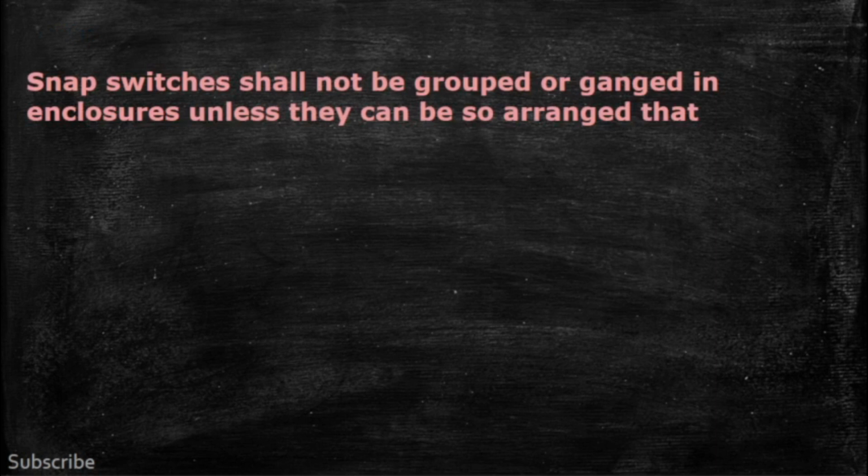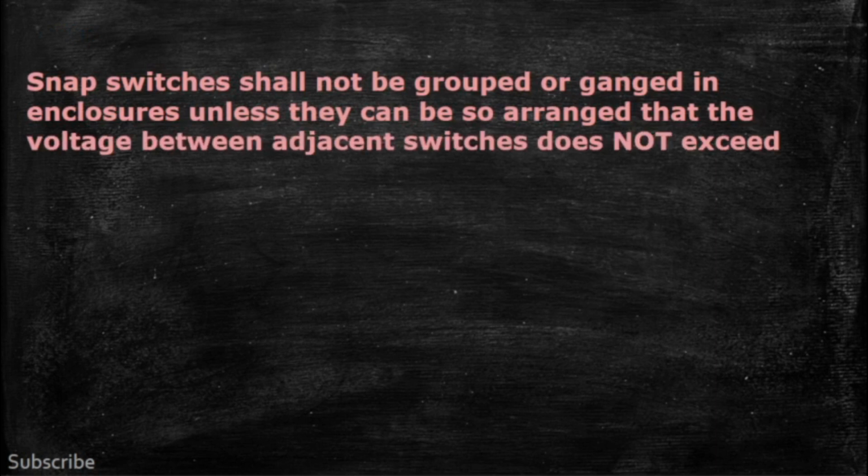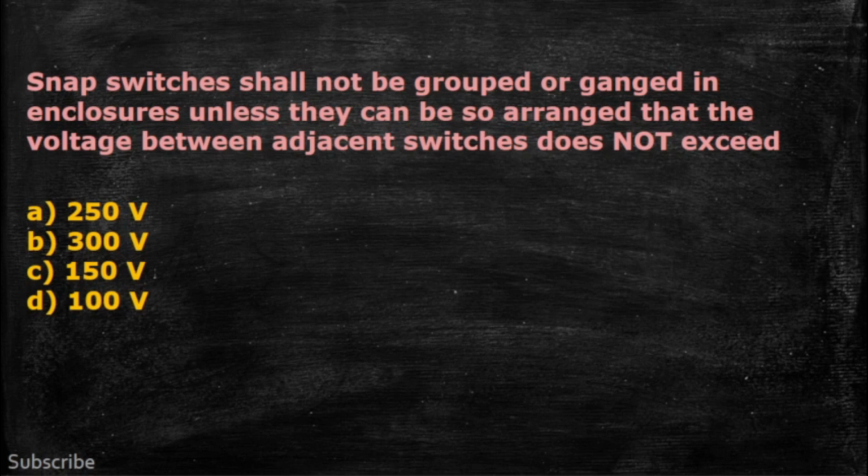Question number 19. Snap switches shall not be grouped or ganged in enclosures unless they can be so arranged that the voltage between adjacent switches does not exceed A. 250 volts, B. 300 volts, C. 150 volts, D. 100 volts. The correct answer is letter B. 300 volts.